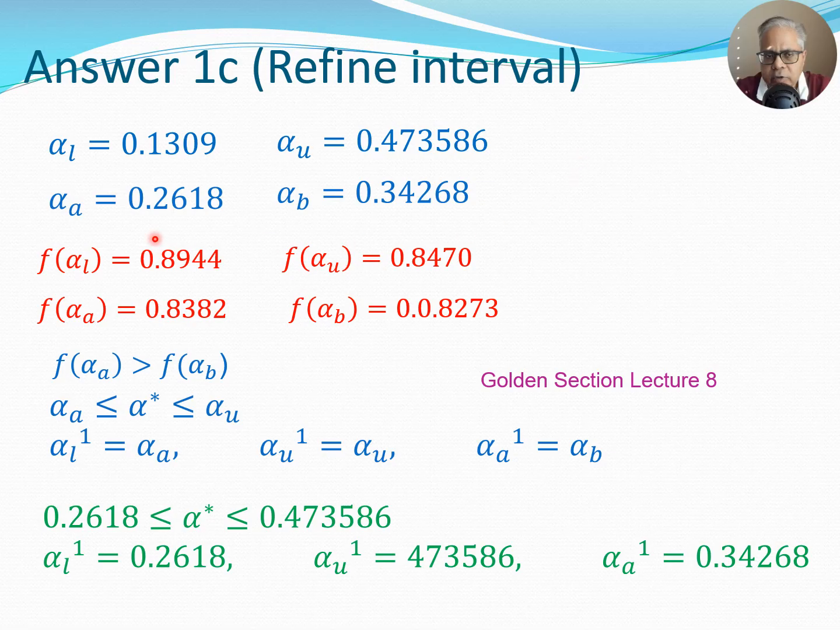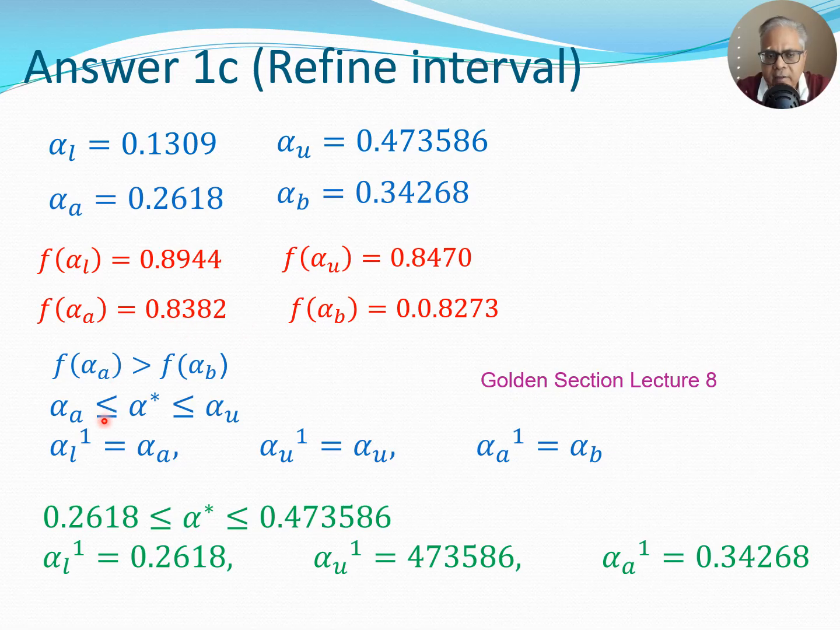So let us simply write down the values we have obtained. So we had the two endpoints, we had the 2 points in between given by alpha A and alpha B. We have the function values in red. Now in golden section search lecture 8, I have given several conditions which need to be looked at, and depending on that, the bound or the range which you have can be reduced. So essentially in this particular case, we see that f of alpha A is greater than f of alpha B. So if you look at these two values, you will see that.